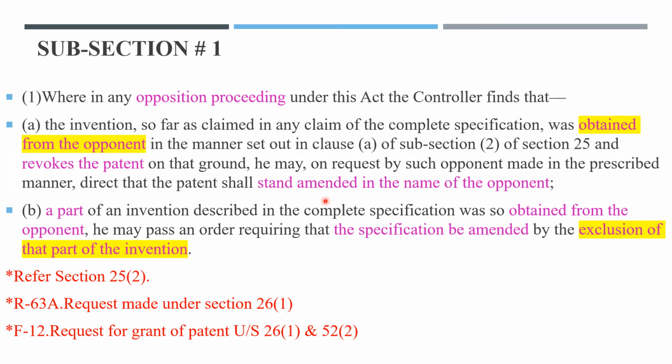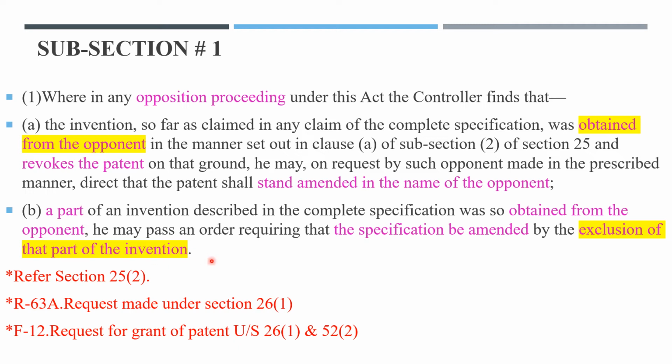So next we will go to clause B. Wherein in any opposition proceeding under this Act, the controller finds that a part of an invention described in the complete specification was so obtained from the opponent. Here a part is mentioned. Just observe this. He may pass an order requiring that the specification be amended by the exclusion of that part of the invention. That means if a part is obtained from the opponent, then that will be excluded, and the specification is amended by excluding that part. Fine. I hope it is pretty much clear now.